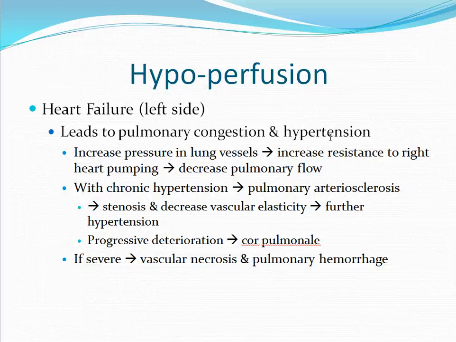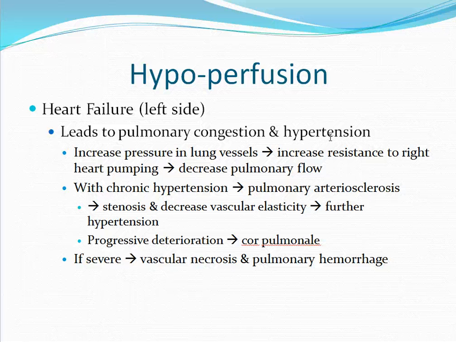First, we will look at left-sided heart failure as a cause of hypoperfusion. Left-sided heart failure leads to pulmonary congestion and hypertension. As the left side of the heart fails, this will result in an increase in pressure in the lung vessels. This will lead to an increased resistance to the right heart's ability to pump. Over time, this will cause a decrease in pulmonary flow. New blood cannot enter the congested lung vessels from the right side of the heart.